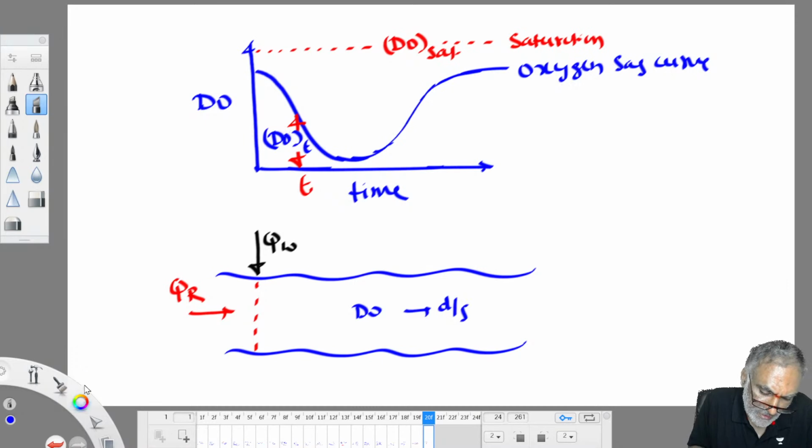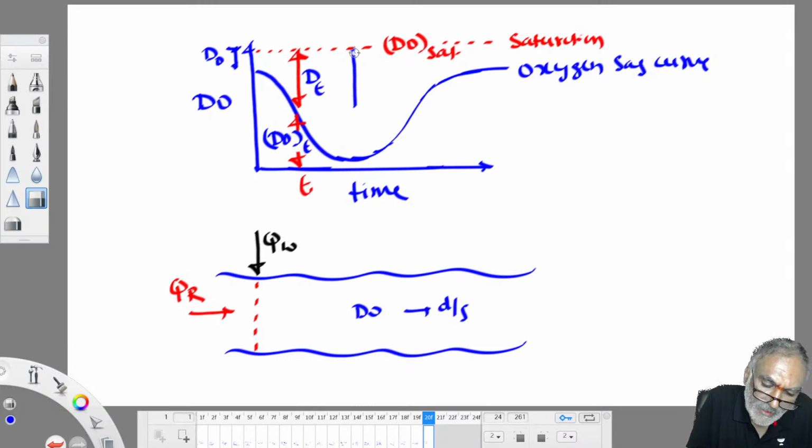Initial DO is supposed to be at saturation, but DO at any time is this. Then the difference between DO saturation and DO at any time is called oxygen deficit at that time. This one is called deficit of oxygen. What do you call this one? Deficit of oxygen at any time t. This is Dt. So the initial deficit is how much? This is D naught.